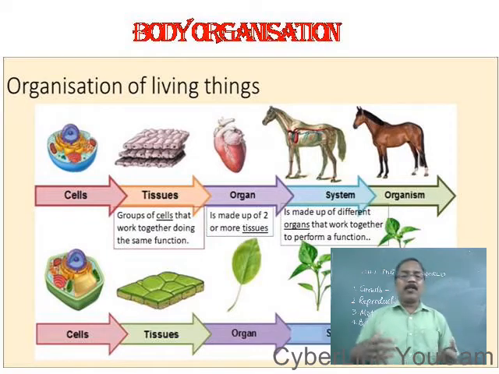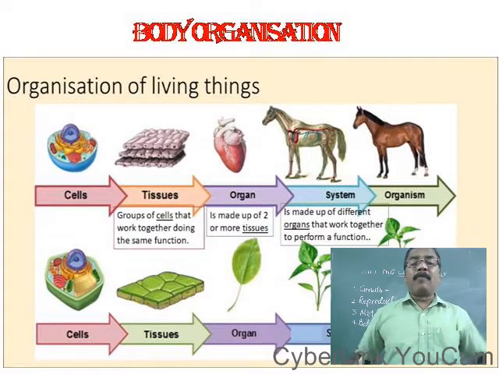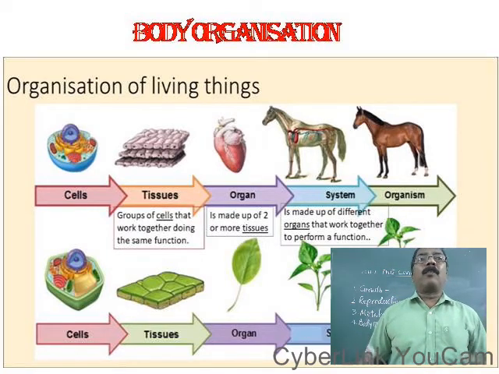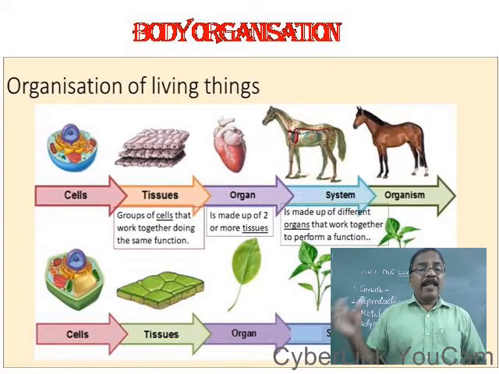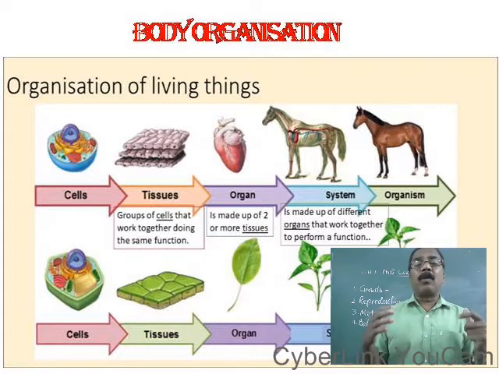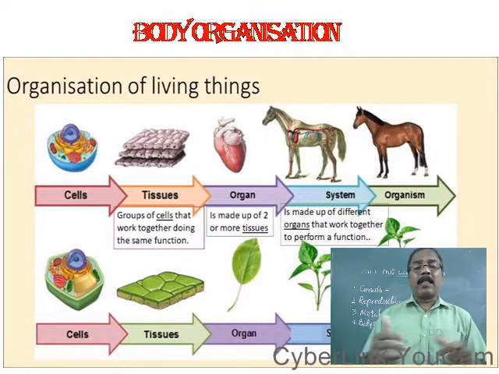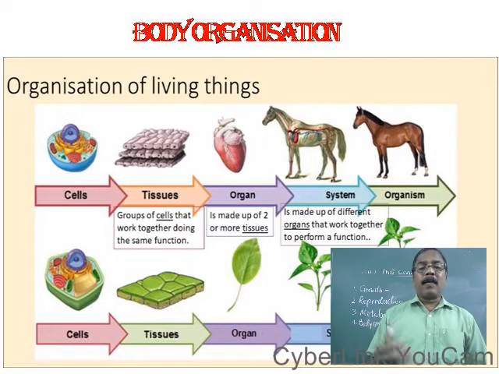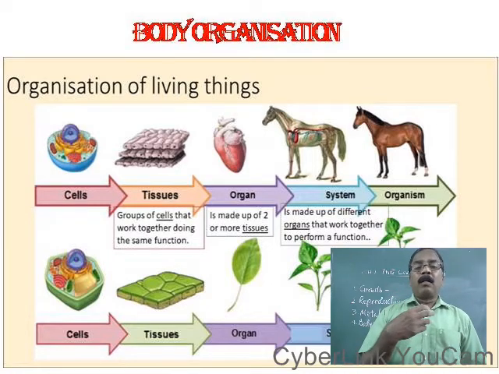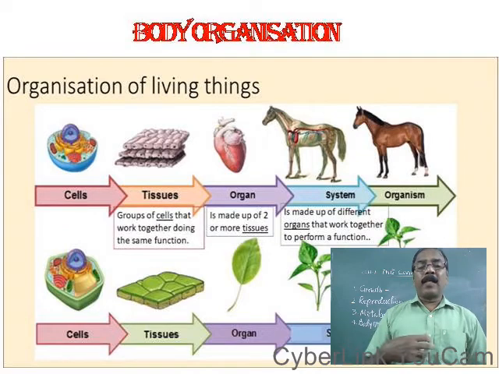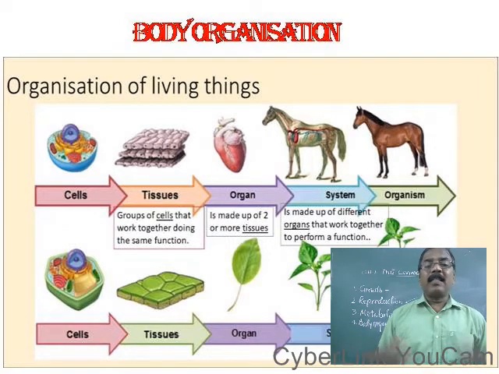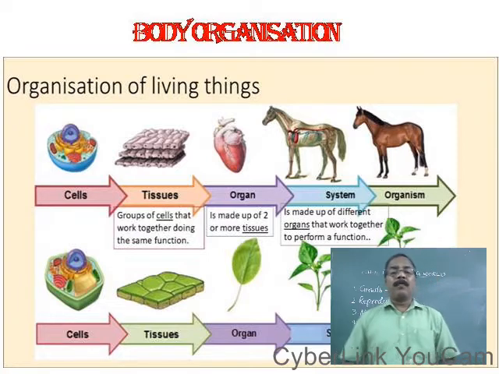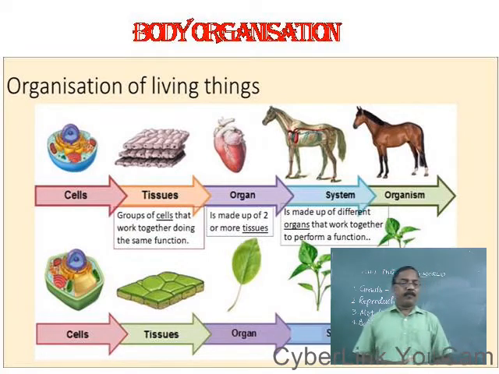Say for example, if you take human beings, our body is made of around 10 organ systems. And each organ system has its own organs. Say for example, the digestive system. It comprises the mouth, then esophagus, stomach, small intestine, large intestine. These are different organs of an organ system.